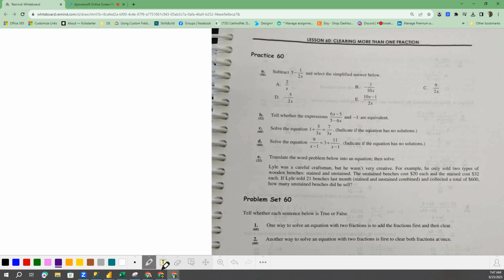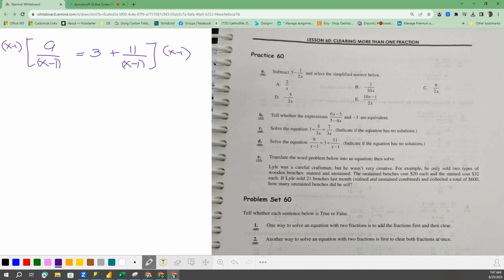All right, so now let's move on to letter D. So you have 9 over x minus 1 equals 3 plus 11 over x minus 1. You notice this is similar to letter C, and they have the same denominators. There are so many ways to answer this. What I'm going to do, though, is put this in parentheses so I know that they are together, and multiply the whole thing by x minus 1.